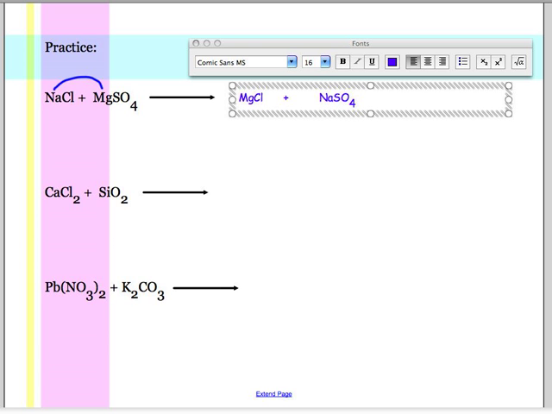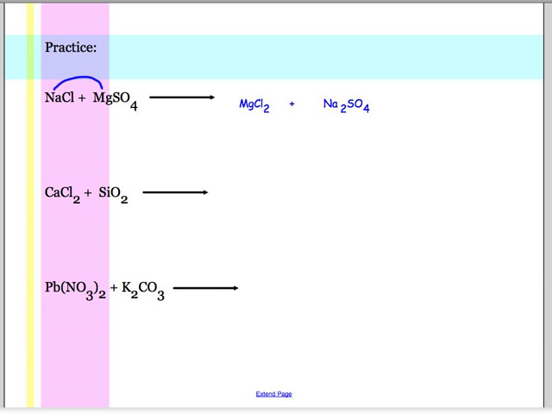So I just figure out who's together first, then I go back and balance my charges. Magnesium is +2, chlorine is -1, so I'm going to need 2 chlorines, so I put a little 2 there. For my second one, sodium is +1, sulfate is -2, so I'm going to need 2 sodiums. And then the very last thing you do is ask, do I need to balance anything out front with coefficients? And it turns out I need 2 salts.